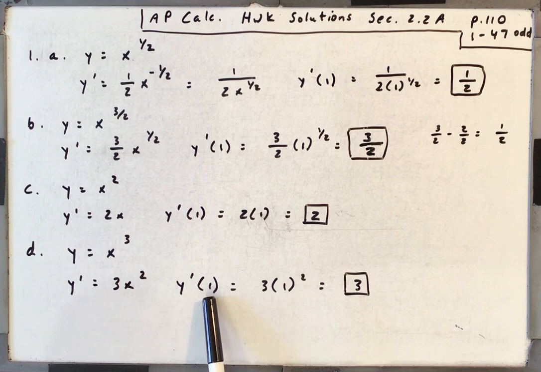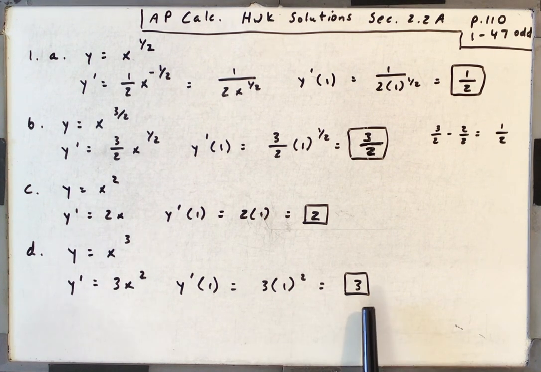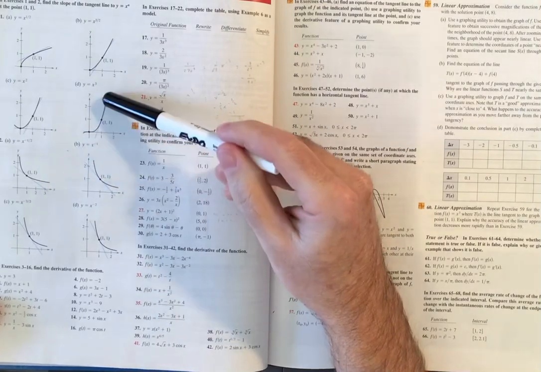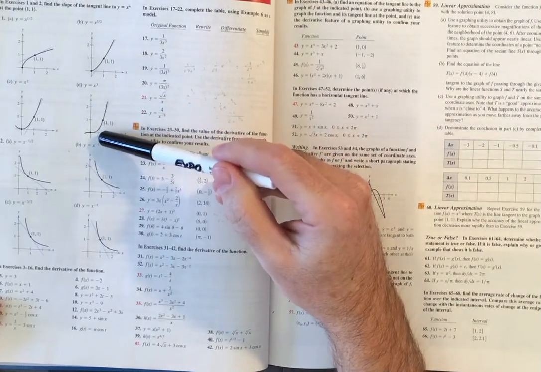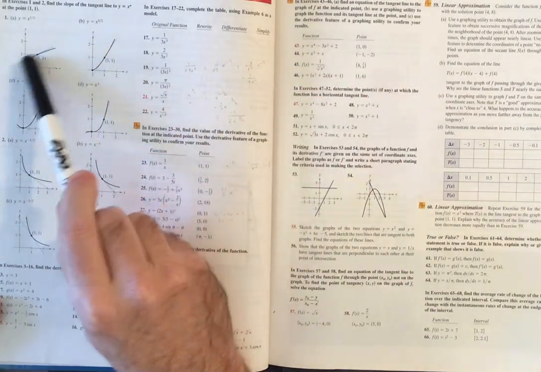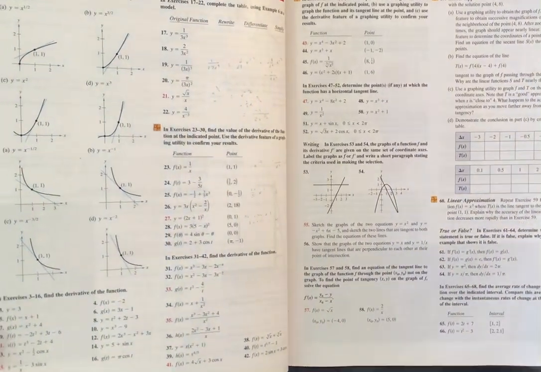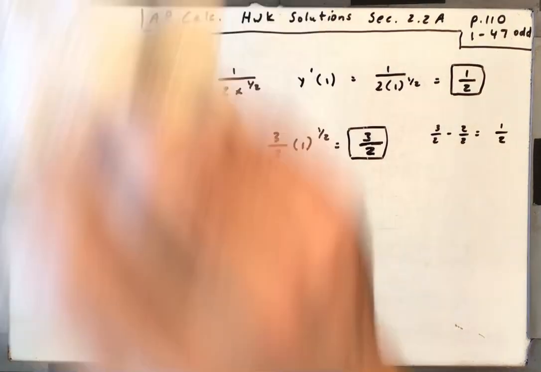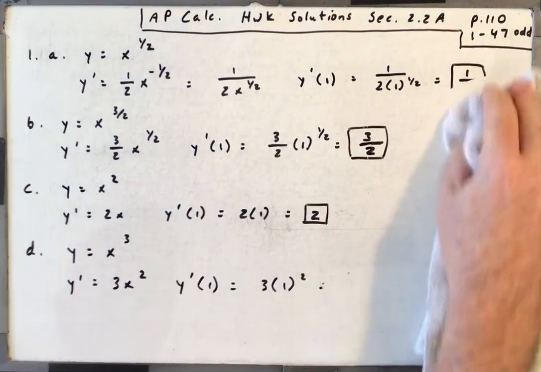We're going to plug in 1 to get the slope of the tangent line, so 3 times 1 squared is 3. And you can look at the graph and look at those tangent lines and see, hey, that makes sense. This is really steep, so that's a slope of 3. This is pretty shallow, that's a slope of 1/2. All right. So let's keep going through the assignment.